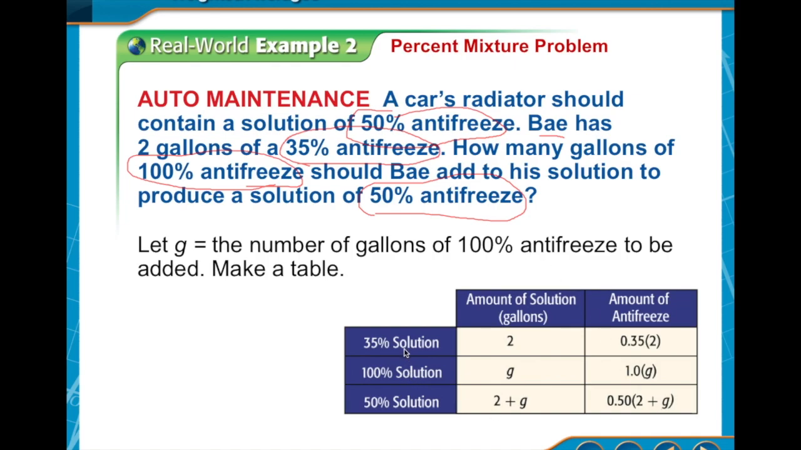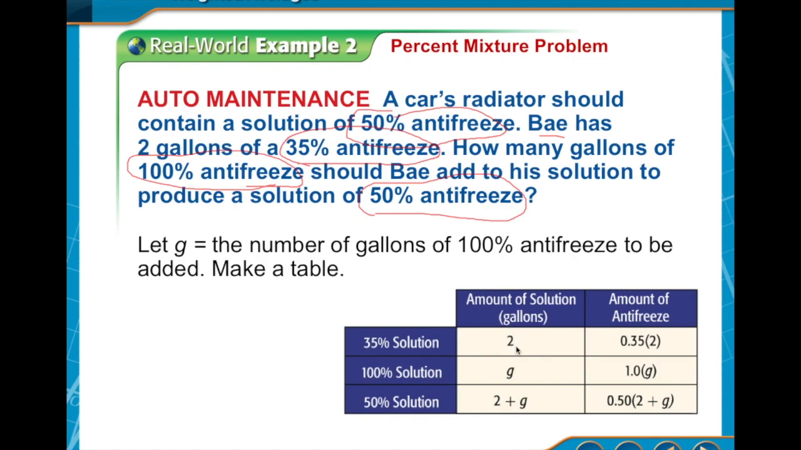So here's our table. This part we need to write. Don't worry about the words here. So in our table, on the left, we've got the solutions. 35, what's already in the car. 100, which we'll add. And then our final 50% is what we want. As we see our other axis, we've got the amount of the solution in gallons. And we have the amount of antifreeze. So when we multiply those things, the percentages.